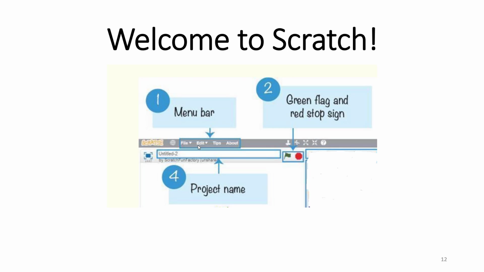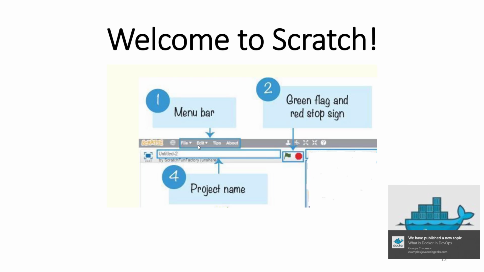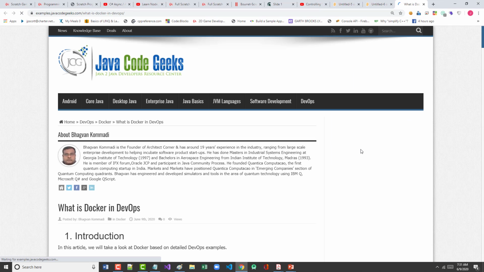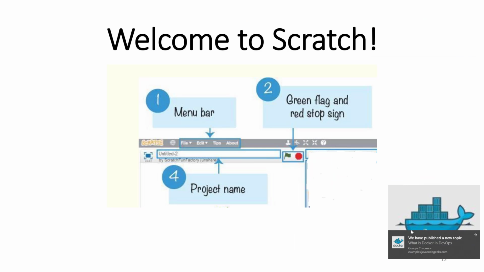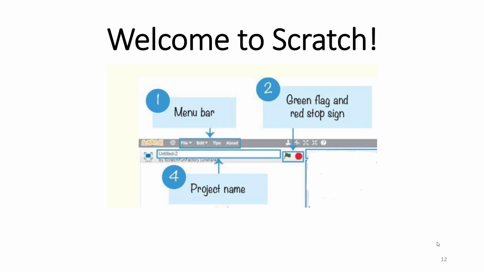Now, Scratch is a very stable product, so there really shouldn't be any problem with it. That said, you should save often anyway. Now, when you decide you want to run your program, you click the green flag. If the program's running and you want it to stop at any time, you click the red stop sign.